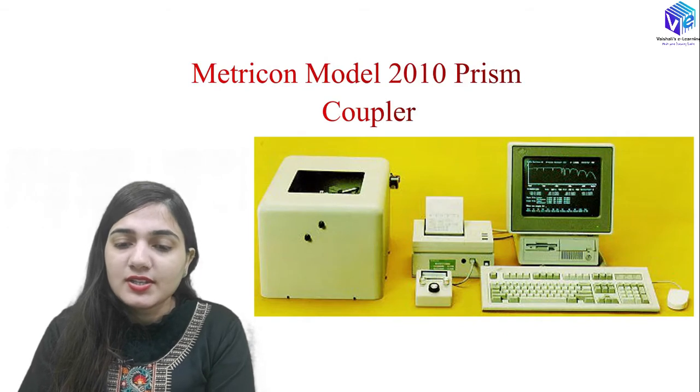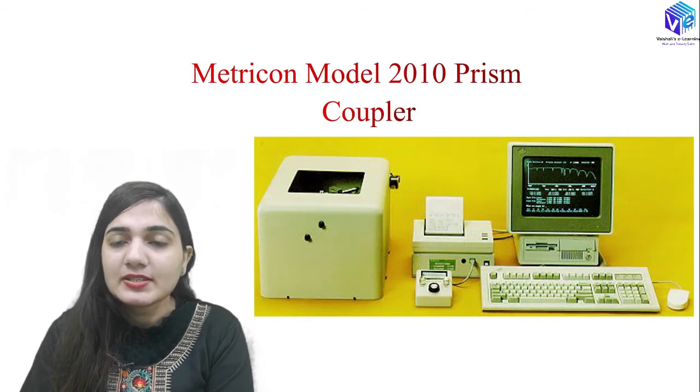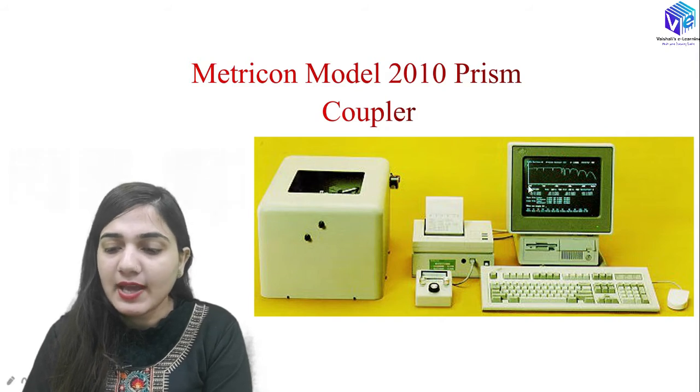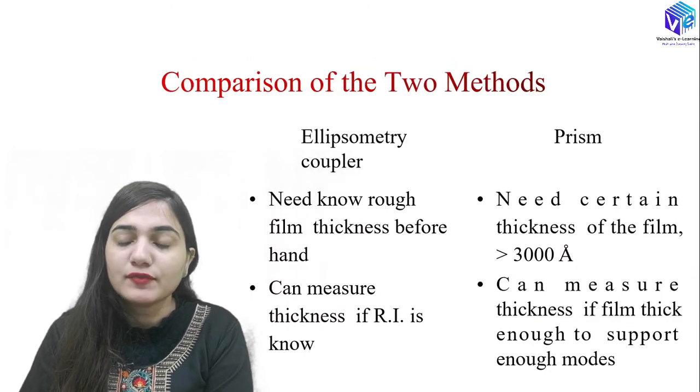This is how my Metricon Model 2010 prism coupler looks. This is the practical prism coupler that we have. On the screen you can see the different graphs for the reflected light intensity based on the different angles of incidence, and you can easily calculate the number of modes from this graph as well. Now, a comparison of the two methods.